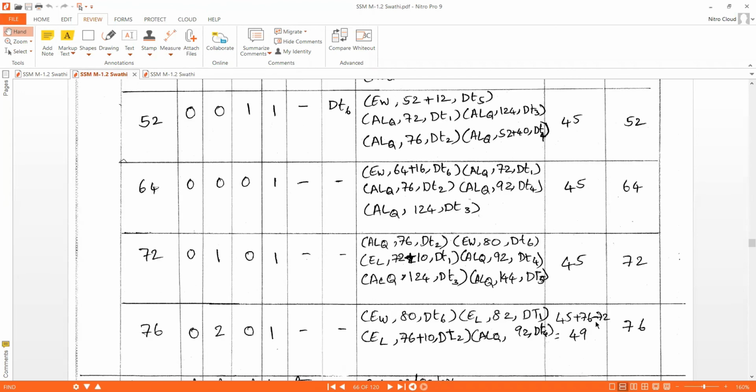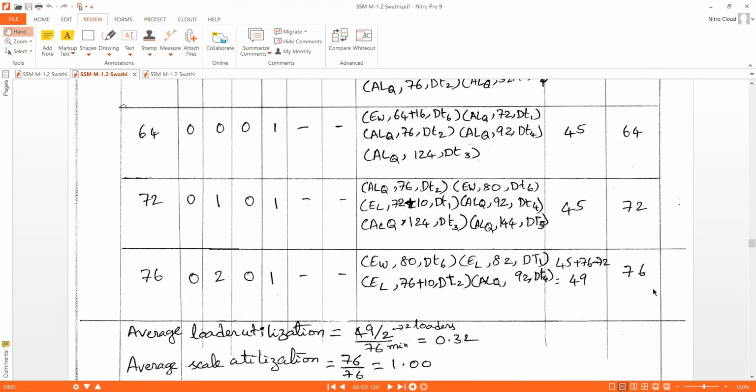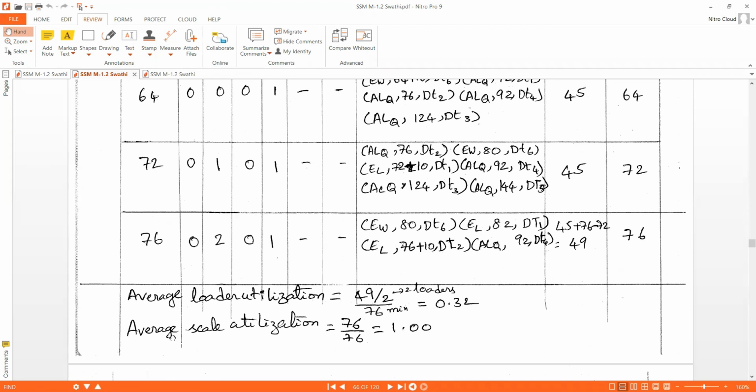Here I have solved it for 76 minutes. In the question they have asked to find the average loader utilization. That can be calculated by the total busy time divided by the number of loaders, that is 2 loaders, divided by the total simulation time, that is 76 minutes, which gives 0.32. The average scale utilization is 76 divided by 76, that is 1.